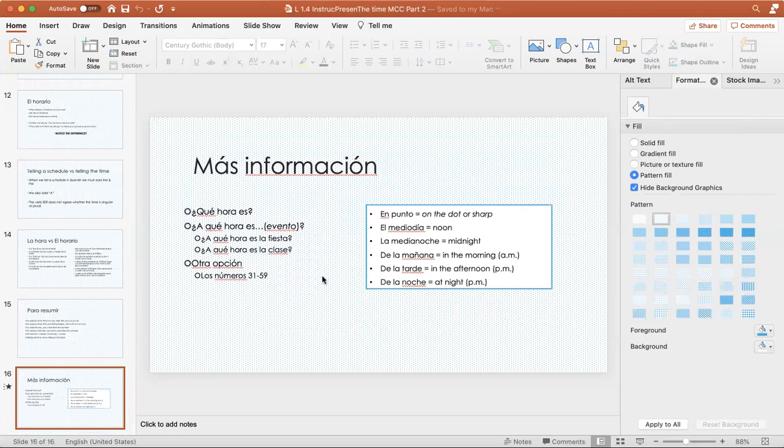Let's keep in mind all these new words. How to ask the time. ¿Qué hora es? What time is it? How to ask for a schedule. ¿A qué hora es? So, for instance, ¿a qué hora es la fiesta? ¿A qué hora es la clase? And going on. And then the new words that we can add.